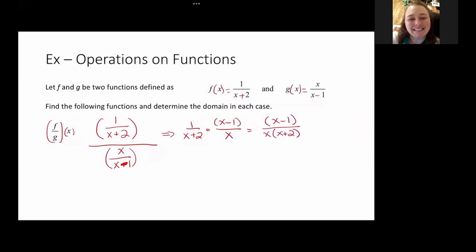Now we may have something a little different going on. So now the denominator cannot be equal to 0. So x cannot be equal to 0, because that's a piece of it, and x cannot be equal to minus 2.